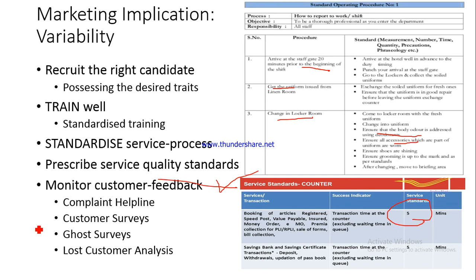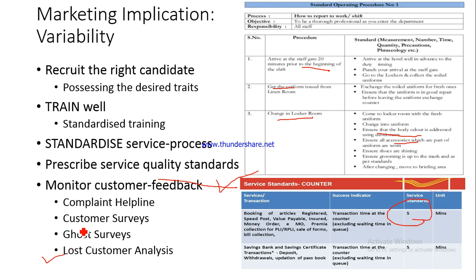The customers who have been to your service location and who have bought your service, you can contact them and find out how they felt about the service delivery process, what their experience has been. You can conduct lost customer analysis. What do we mean by this?